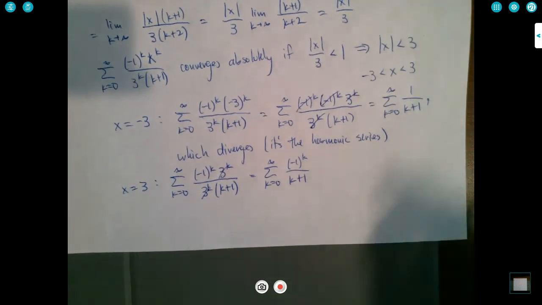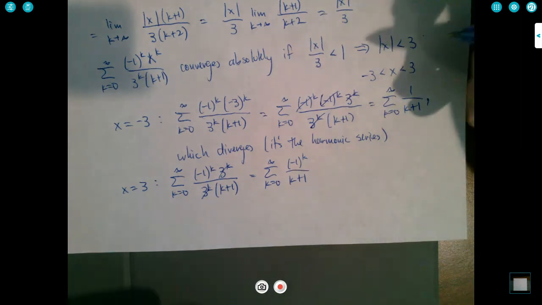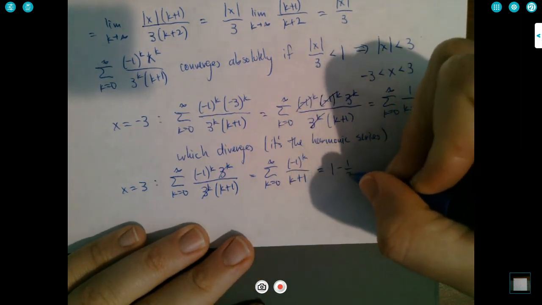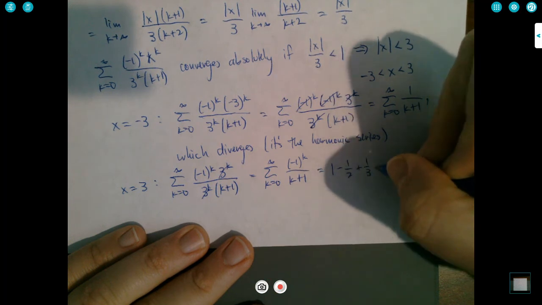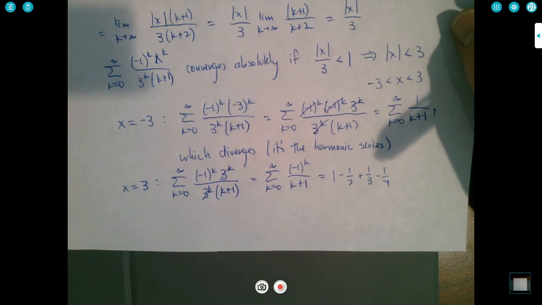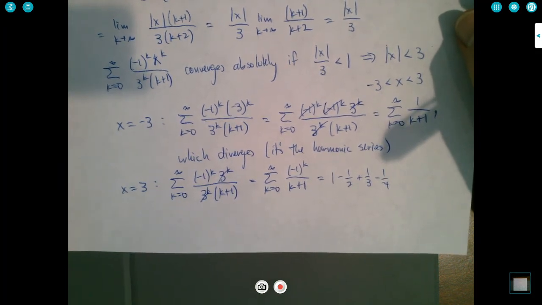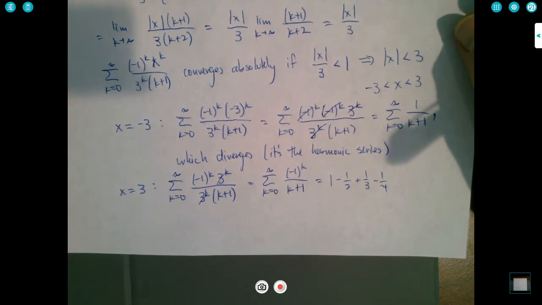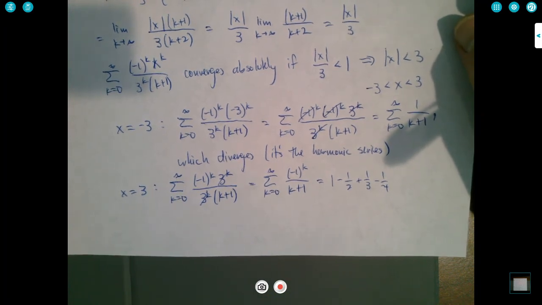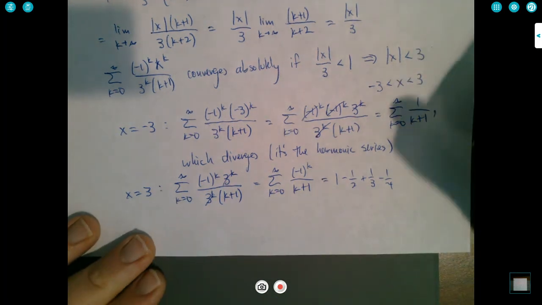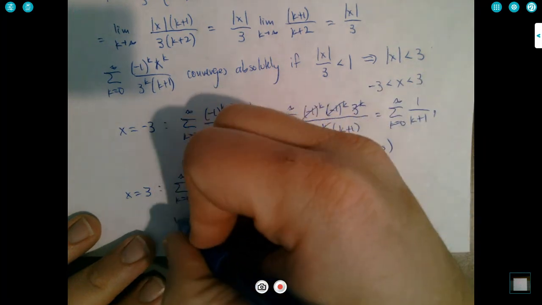This is the alternating harmonic series, right? So this is the series 1 minus 1/2 plus 1/3 minus 1/4. And we've proven that the alternating harmonic series converges. We proved that in, what section is this? This is 9.8, so we proved that in 9.6 when we talked about alternating series, right? Which converges.